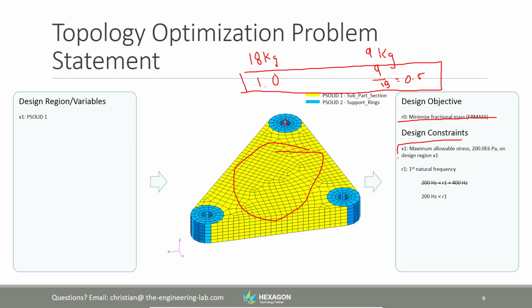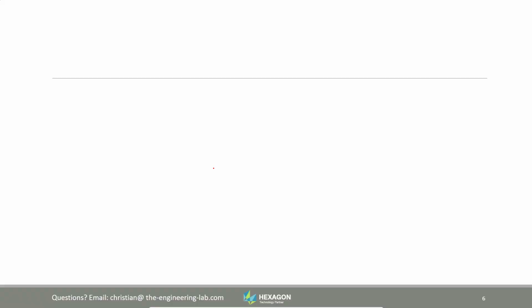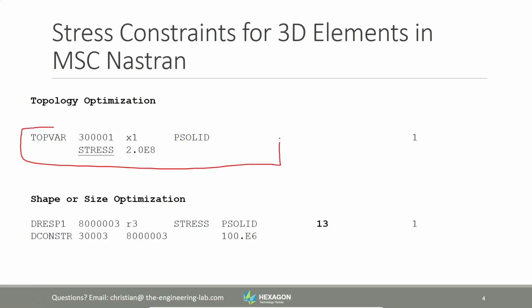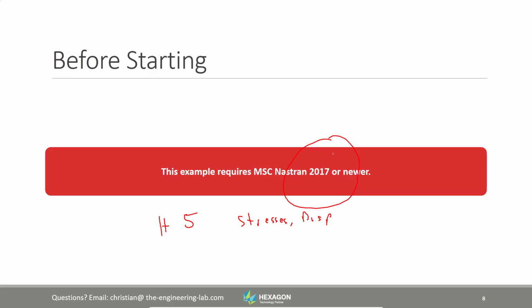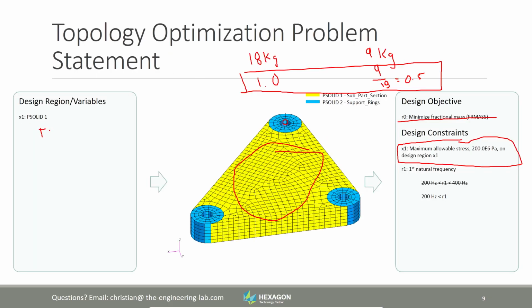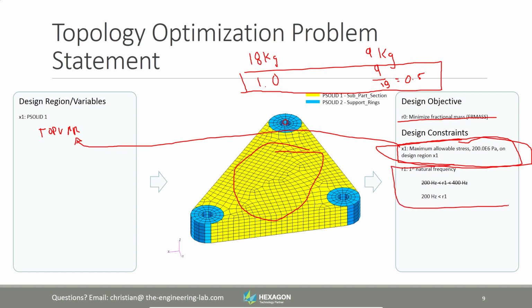Now, the constraint. Recall that the constraint is defined directly on the TOPVAR region. So X1 is going to be a TOPVAR entry. Here on the right, this constraint is actually going to be defined on the TOPVAR entry. For the first natural frequency here on the bottom right, we're going to create a DRESP1 entry, and we're only going to constrain the lower bound. We want to say that this natural frequency should be greater than 200 hertz.